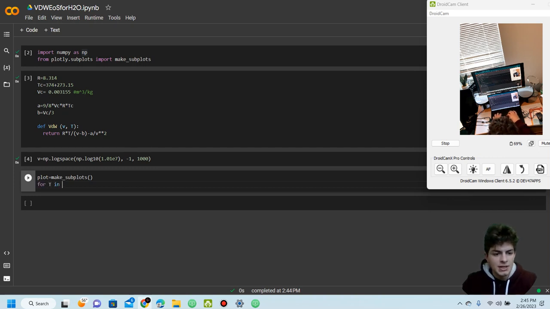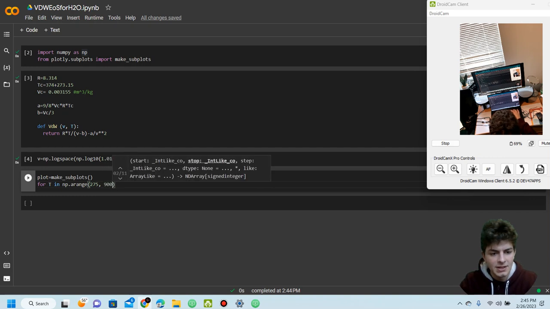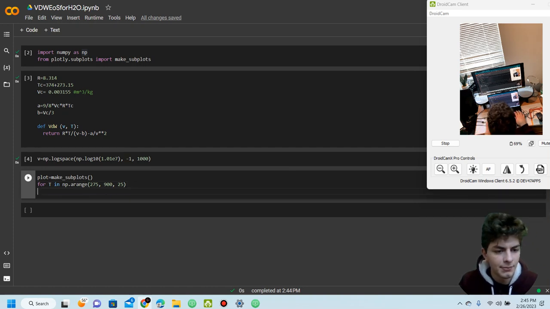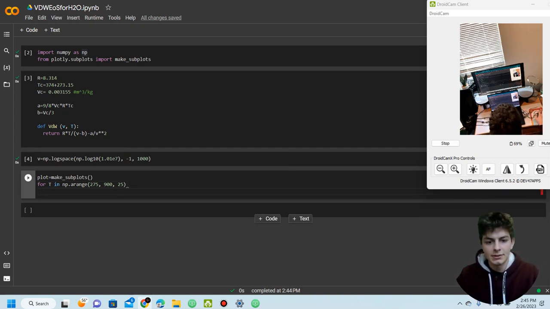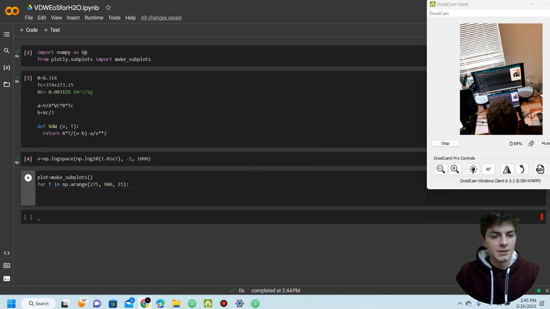So for T in range, actually let's do an np.arange function here. So we said we want to do it for water from 275 to 900, let's step 25 kelvins. Wonderful. So for each of those, Python requires colons, we need to go ahead and add to our plot.